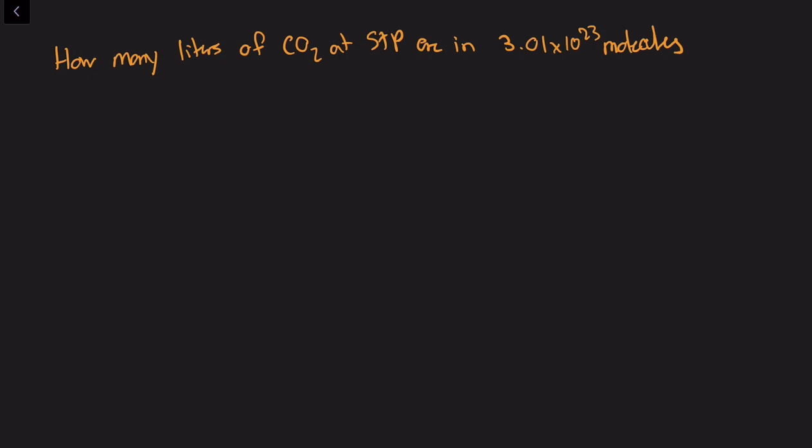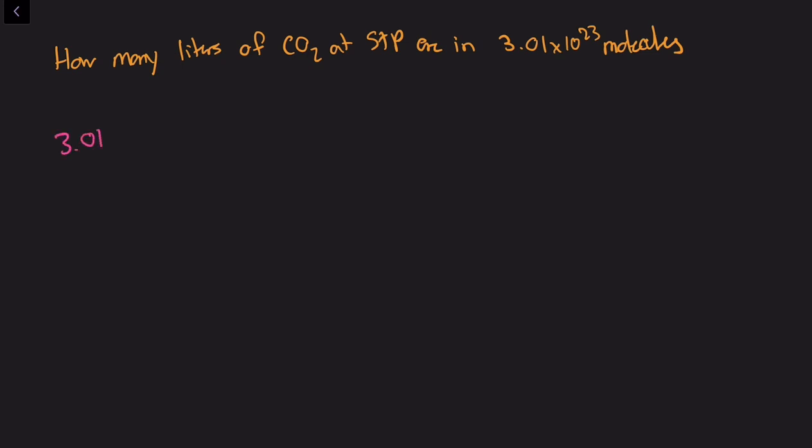Now let's do a problem where we need to convert between molecules and liters. Now we don't have a direct conversion, so we're going to have to apply both of our conversion factors that we went over in previous examples. So here it asks how many liters of CO2 at STP are in 3.01 times 10 to the 23rd molecules. The common factor between our two conversion factors that we saw at the beginning is that they both include moles. So if we can get our molecules to moles, then we can convert our moles to liters. So that's exactly what we're going to do.